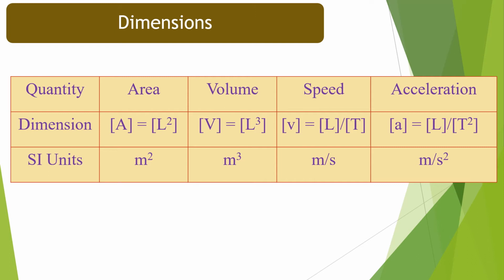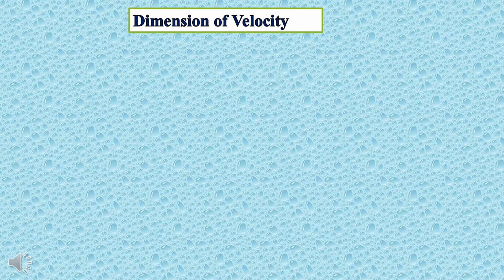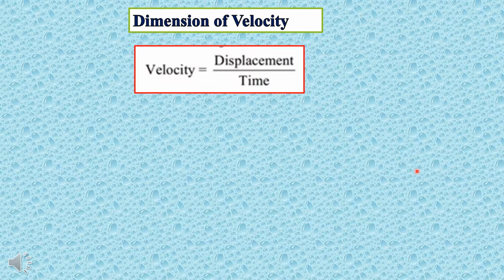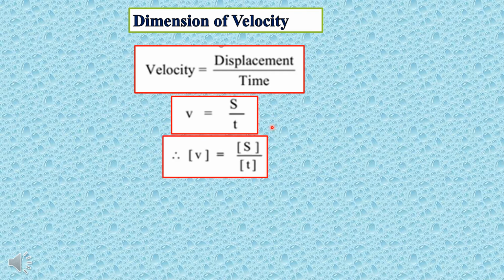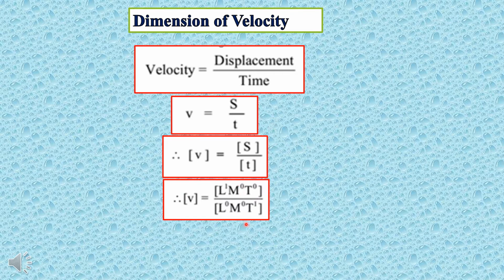Now we will calculate the dimensions of these quantities. We started our discussion with velocity, so let's calculate the dimension of velocity step by step. First of all, for writing dimensions, we write the formula of the physical quantity. Here the physical quantity is velocity and its formula is velocity equals displacement divided by time, that is s divided by t. We know that for quantity s, that is displacement or distance or any quantity that measures length, we write capital L with square brackets, and for time we write capital T with square brackets.